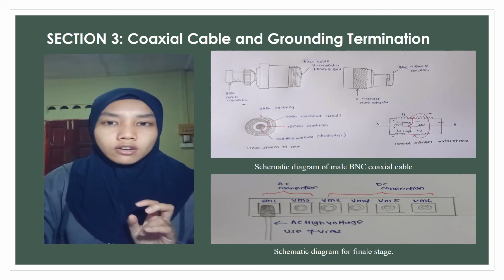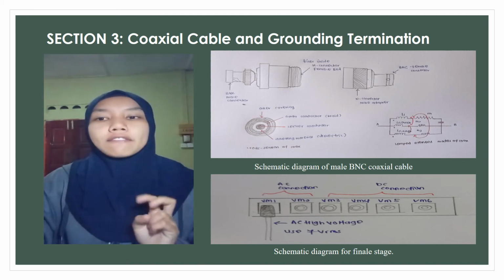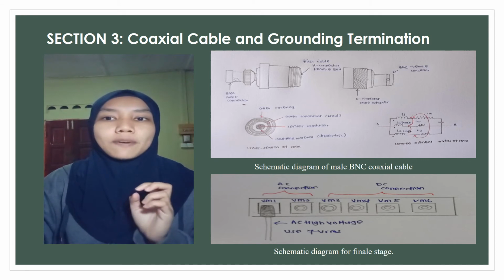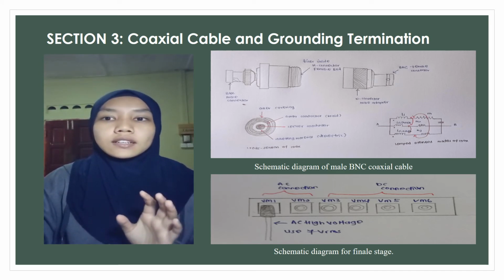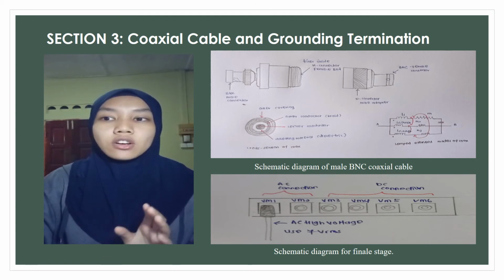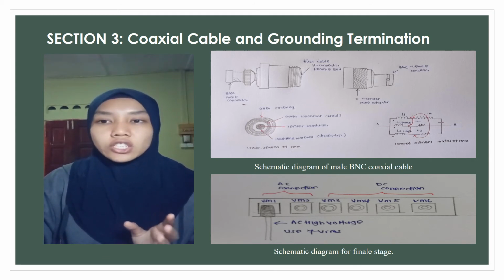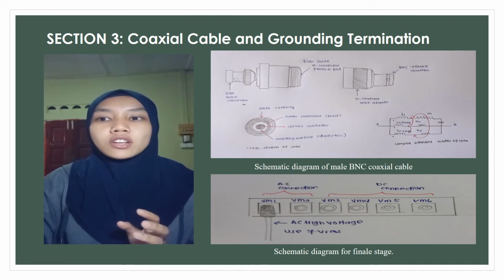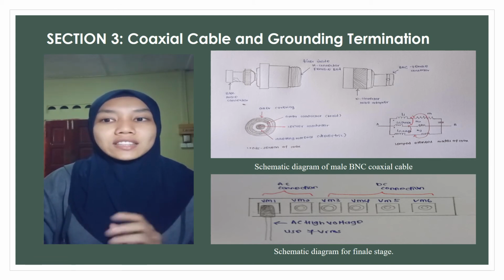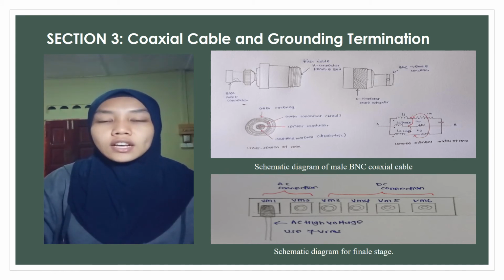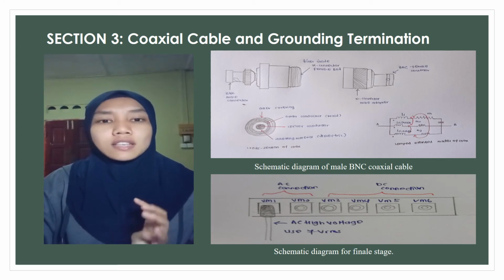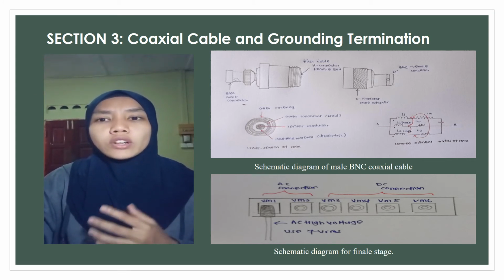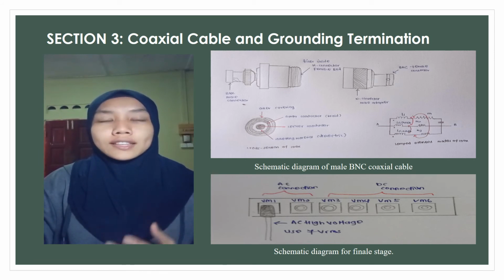There are two types of gender of BNC, which are male BNC and female BNC. A male BNC connector has a male center pin, while a female BNC connector has a female center socket. So the gender of BNC is derived from the gender of the contact, not the gender of the bayonet connection. A BNC connection has a bayonet connection that is the opposite gender of the center contact. As mentioned, most connectors are gendered, but some connectors like SMB and RP-SMA are what we call reverse polarity connectors.